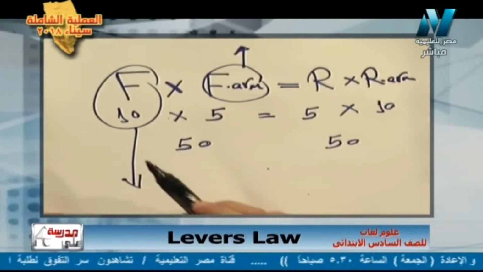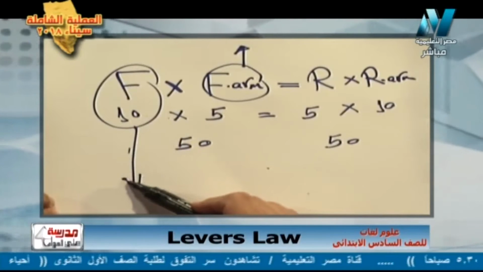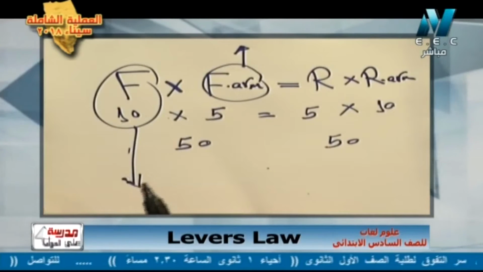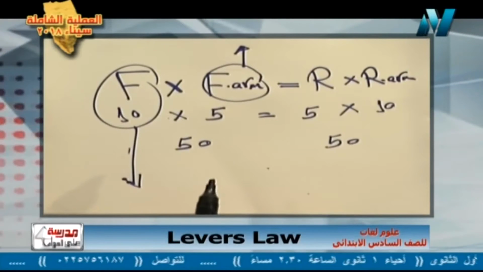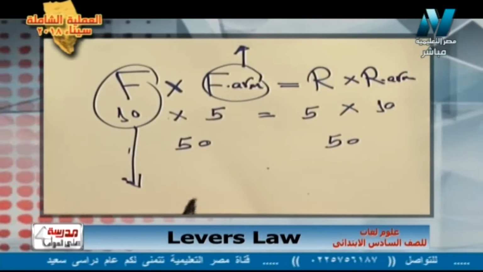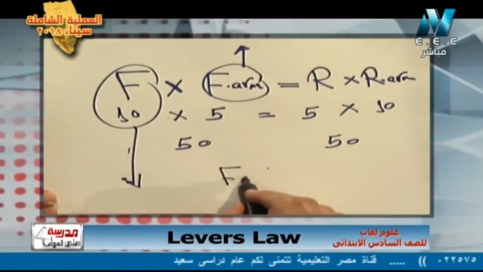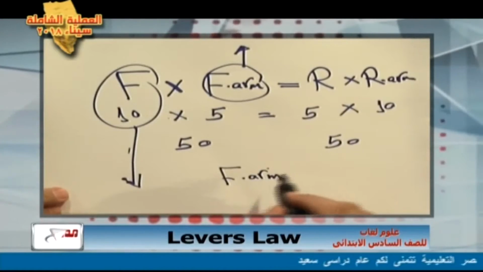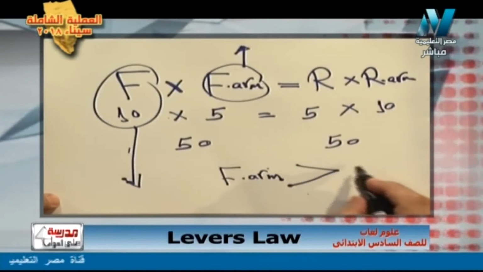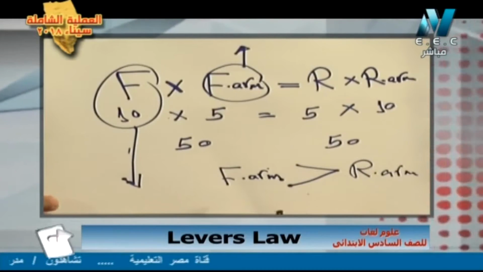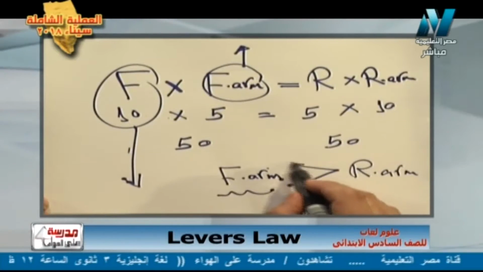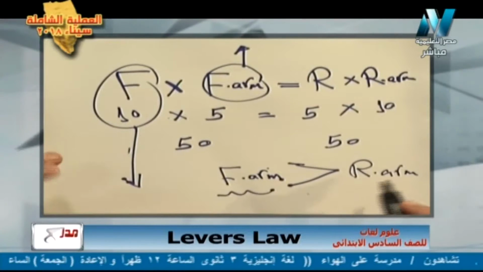To reduce my own effort, I must increase the effort force arm. So I have only one condition to say that a lever is the best type: the effort force arm must be longer than, or bigger than, or more than the resistance arm. Again, I have only one condition, that the effort force arm must be bigger than the resistance arm.